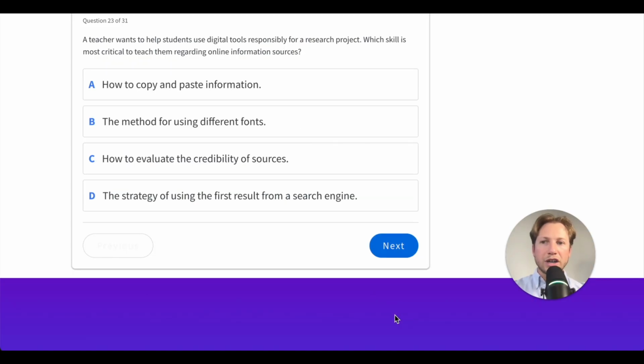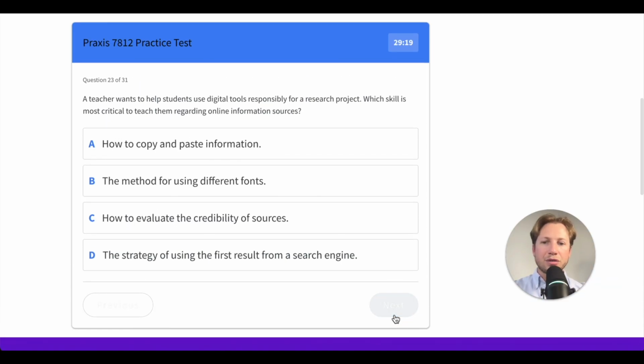Moving on to question number 23. This asks, a teacher wants to help students use digital tools responsibly for a research project. Which skill is most critical to teach them regarding online information sources?